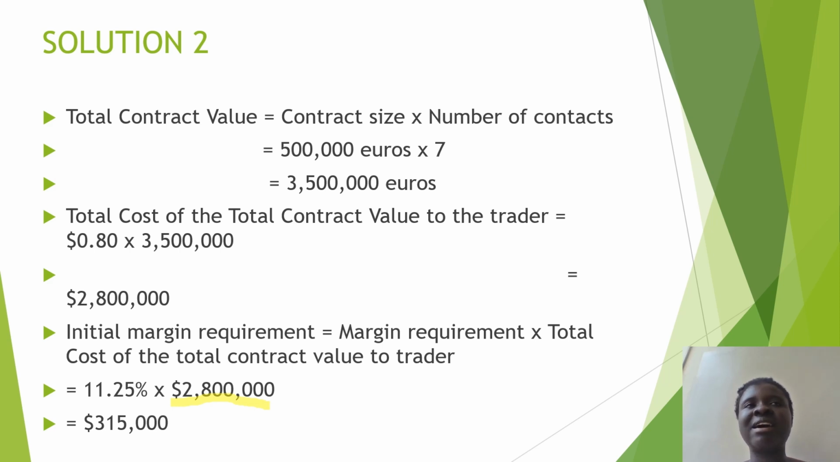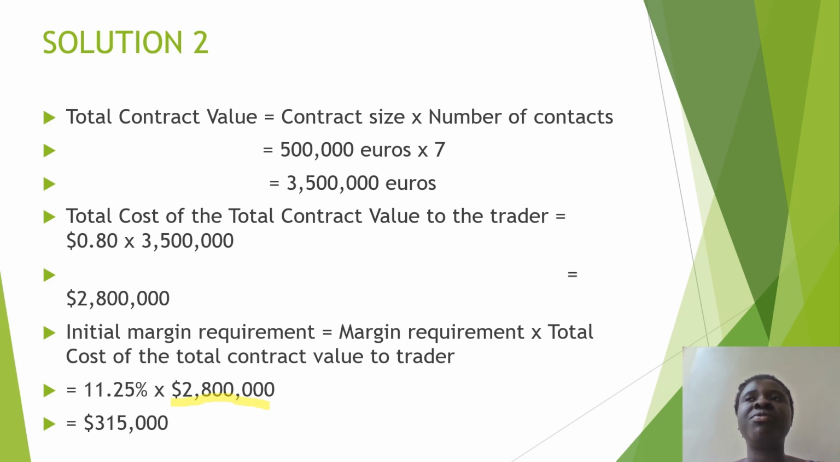After you've discovered your total contract value, that's the value of the contract you are buying. That means at the end of the 3 months, the total euro that you want to have will be 3,500,000 euros. But before you get that, you have to pay. Since the trader is in the US, the person will be dealing in dollars. So what will be the cost to the person? Every one euro will cost the trader $0.80, so you multiply the $0.80 by 3,500,000. Someone asked, why not the 0.85?